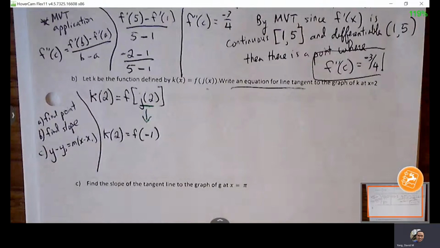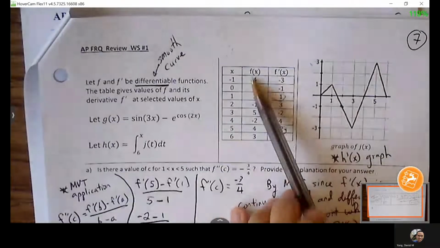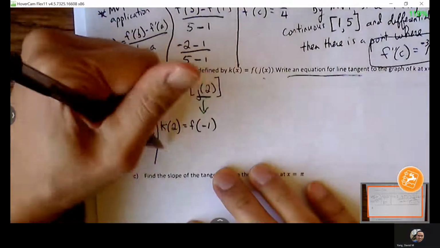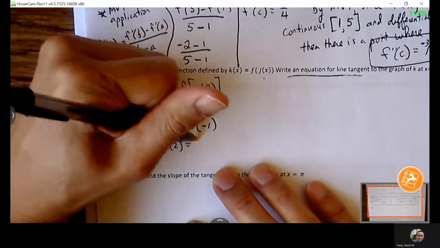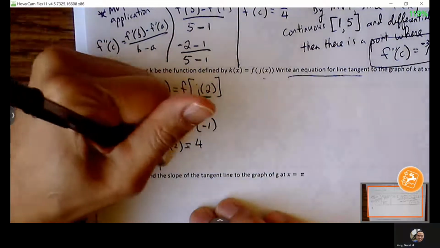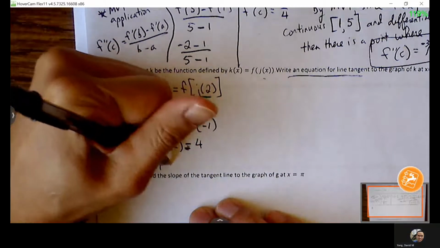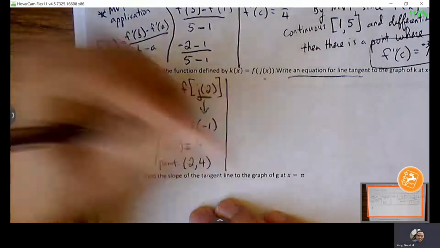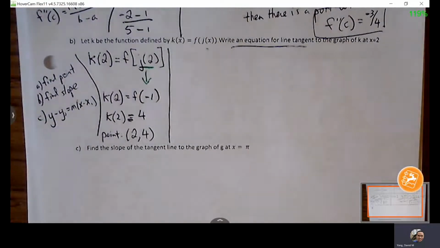Okay, so I'm just making that simple substitution. And now f of -1, I can go to my table. All right, f of -1 is just equal to 4. Right? Okay, so there's my points. Ordered pair is 2, 4. Now we can move on to finding slope.